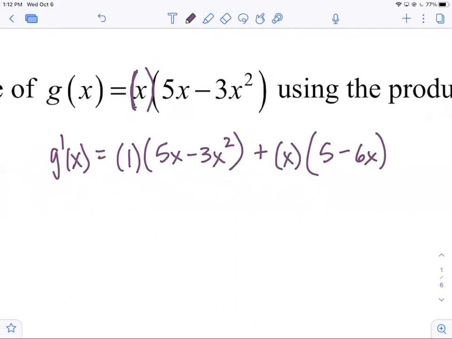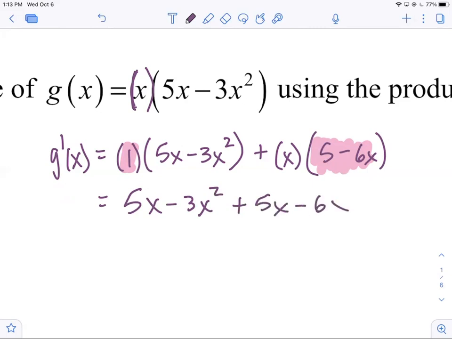Okay, two factors generated two terms. I took the derivative of the first one first and the second one second. Now let's simplify. If I distribute the 1, I get 5x minus 3x squared. If I distribute the x, I get plus 5x minus 6x squared. If I combine like terms, 5 plus 5 is 10x, and then I get minus 9x squared. So that's the derivative. That function will tell you how fast g is changing at any given moment.